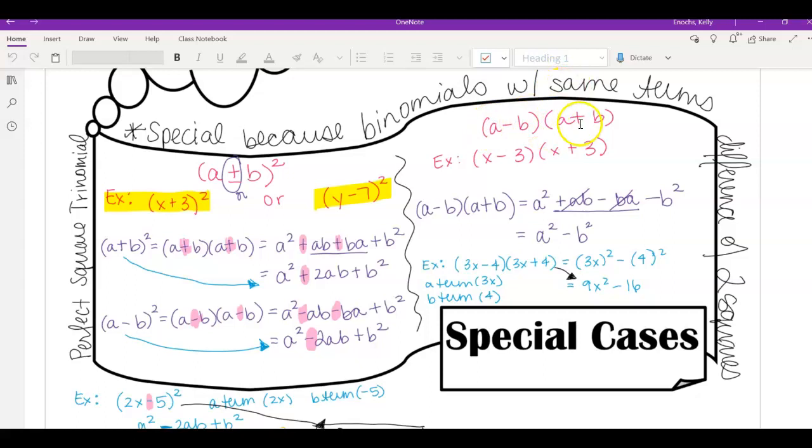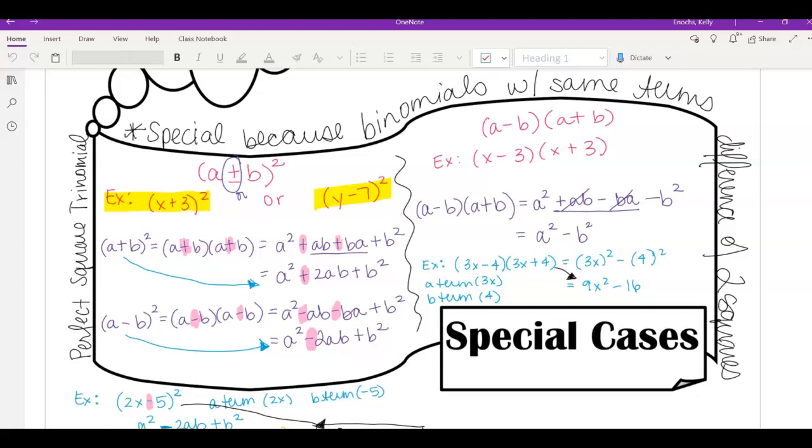Over here, the difference of two squares is when you have the same two terms, but one has a plus and one has a minus. So if I have x plus 3 and x minus 3, they both have an x, they both have a 3, but they have opposite signs. So those are all special cases. Now you can, if you want, go through and FOIL them all you want. You do not have to remember all the special tricks that I'm about to talk about. You can FOIL all you want. But it might be helpful or time saving if you can remember the little special tricks.